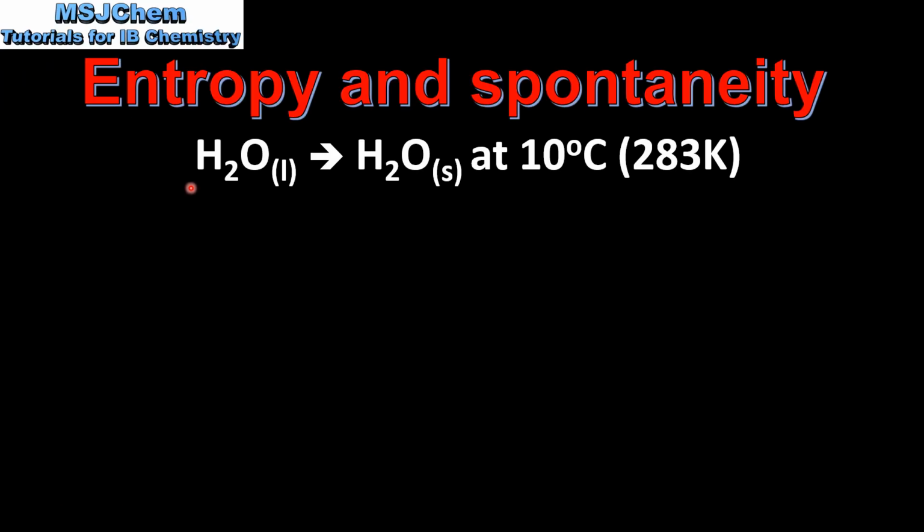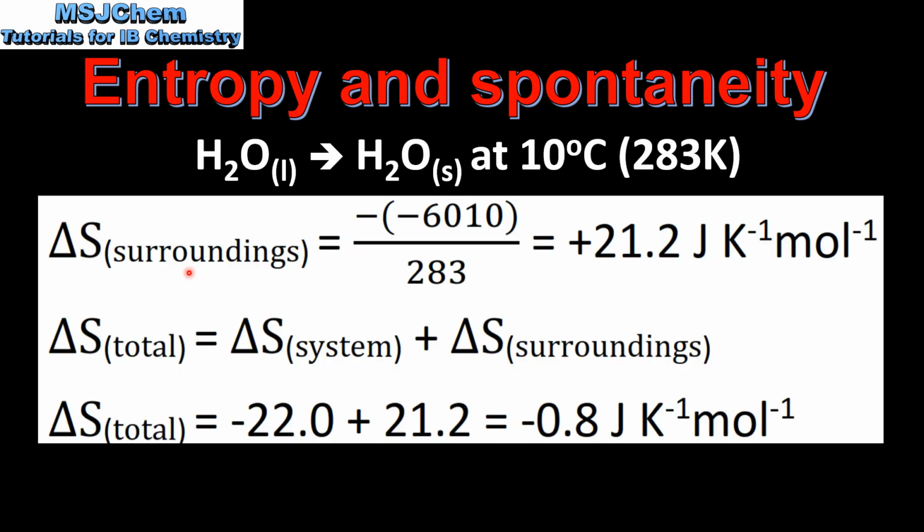Next, we'll calculate the total entropy change for the same process, but this time occurring at 10 degrees C, which is 283 Kelvin. Just like the previous example, we first calculate the change in entropy of the surroundings, and that gives us a value of positive 21.2 joules per Kelvin mole. Then we use this equation to calculate the total change in entropy.